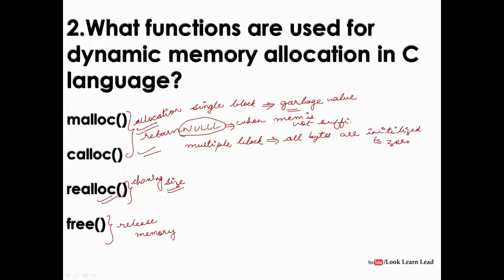Now, what is free? The memory which is allocated by malloc and calloc must be released after usage, otherwise it will consume memory until the program exits. So free is used for releasing the memory which is allocated by malloc and calloc. Okay, is it clear? Let's move on to the next question.